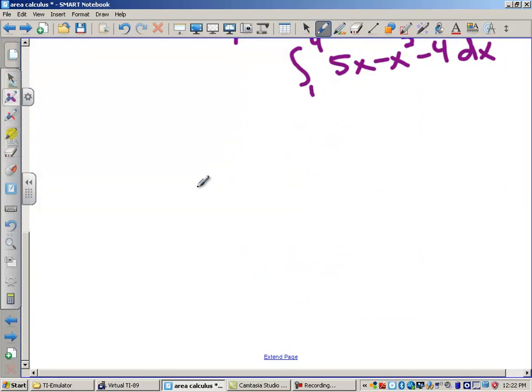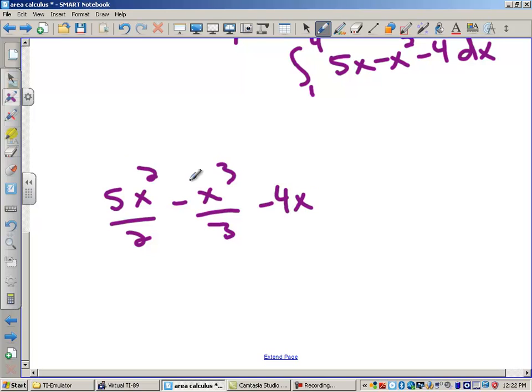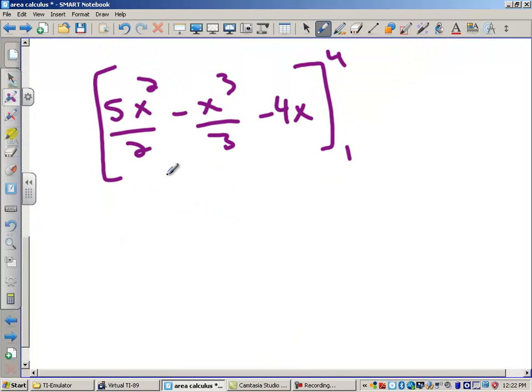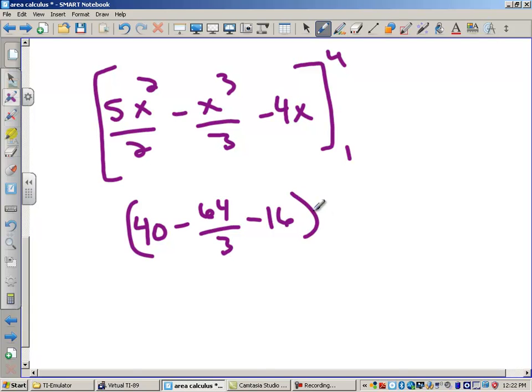So let's go ahead and do this. I've got 5x squared over 2 minus x cubed over 3 minus 4x evaluated between 1 and 4. So let's plug them in and do it. Okay, so 4 squared is 16, divided by 2 is 8, times 5 is 40. 4 cubed is 64. 4 times 4 is 16. So there's plugging the 4 in. Minus, now let's plug the 1 in: 5 halves minus 1/3 minus 4. So let's see what happens here.